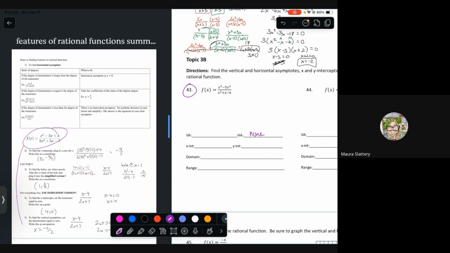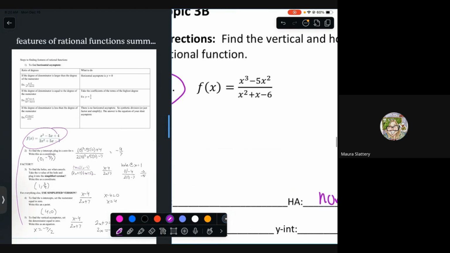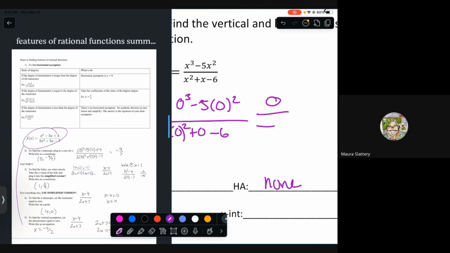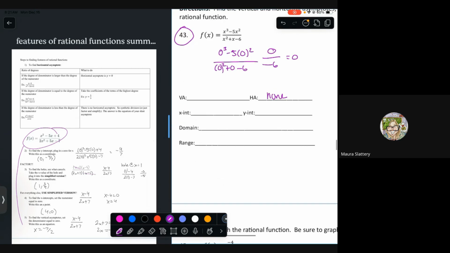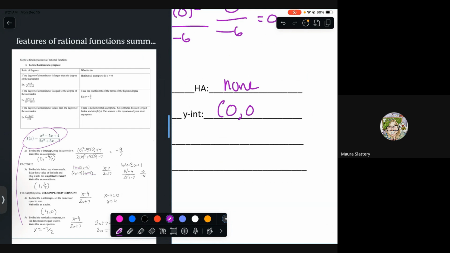Then after finding my horizontal asymptote, I have to find my y-intercept, right? To find my y-intercept, I plug in 0 for x. So I do 0 cubed minus 5 times 0 squared all over 0 squared plus 0 minus 6. I end up with 0 over negative 6, which is 0. So my y-intercept here is (0, 0).